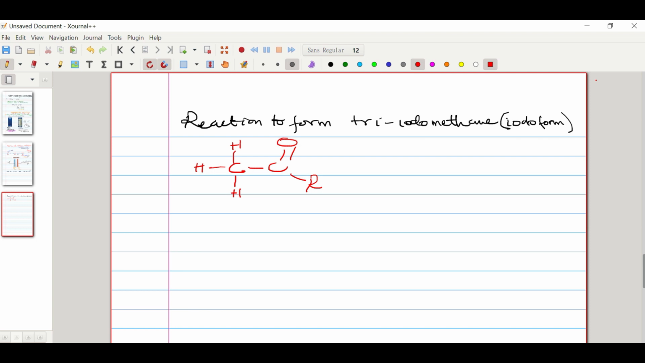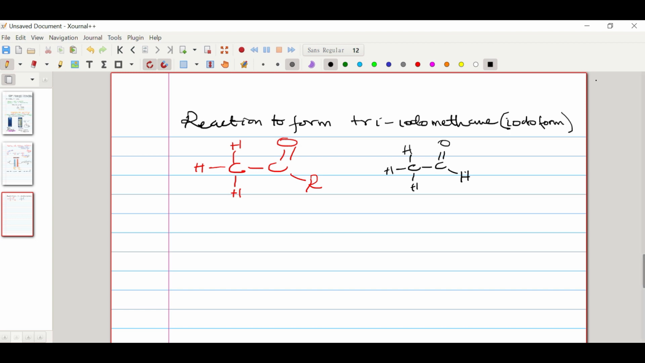So when I say methyl ketone, it means this compound. If you know the name of this compound, that would be very nice. This compound, CH3 and O. I think I'm wrong by putting O there. CH3CH2OH, and what is the name of this compound?